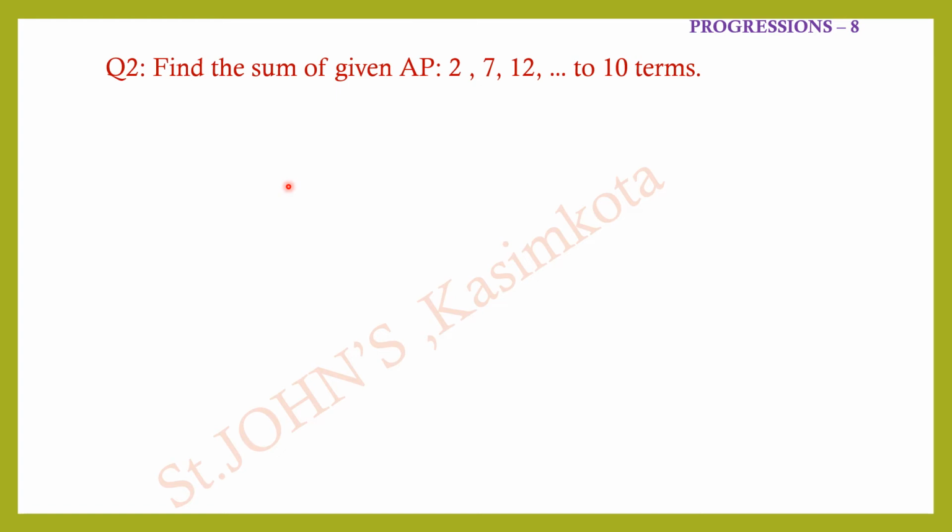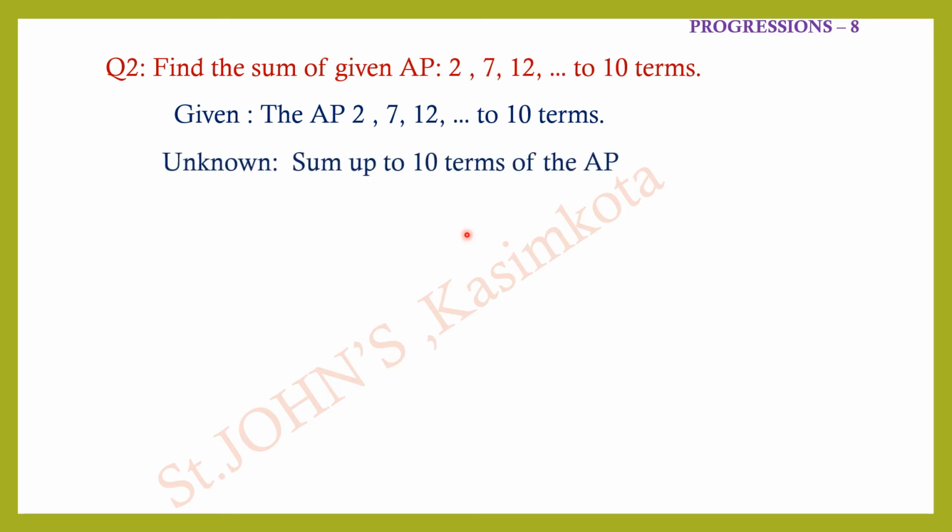Given: the AP 2, 7, 12, and so on to 10 terms. Unknown: the sum of 10 terms of the AP, that is the unknown value. Solution: write down the given data.